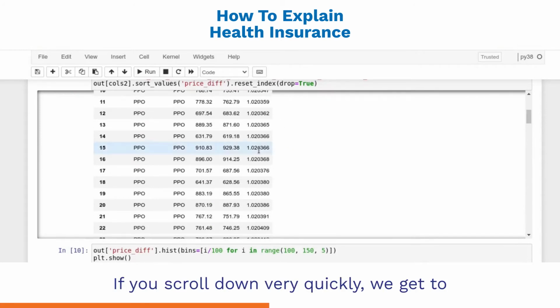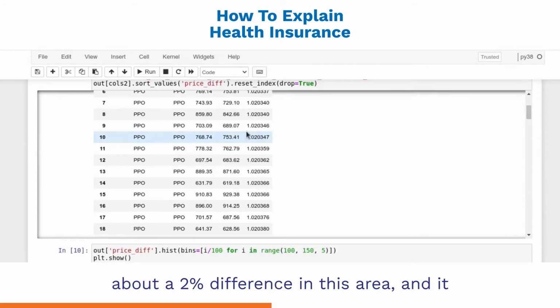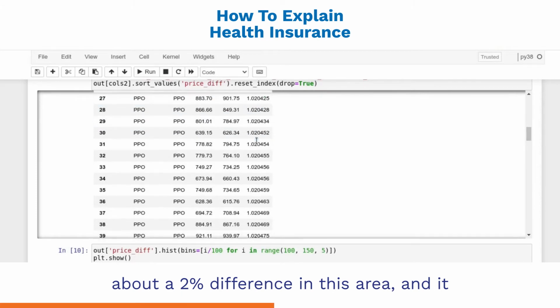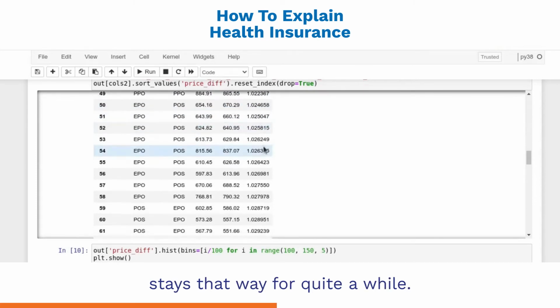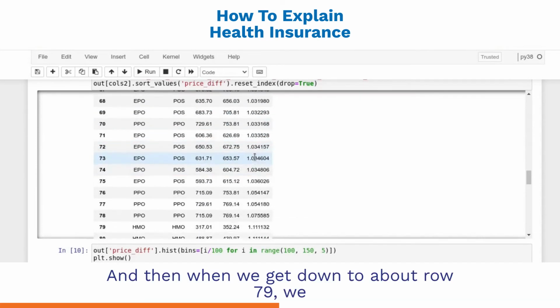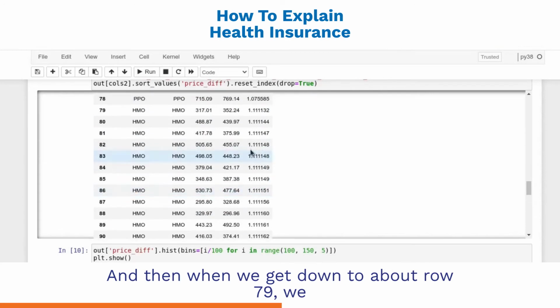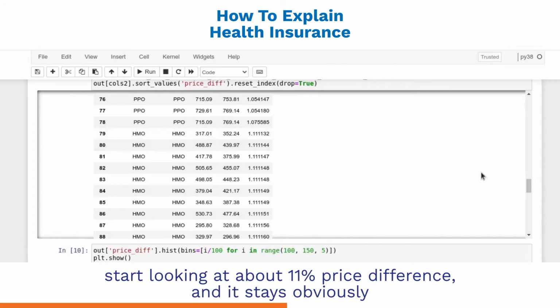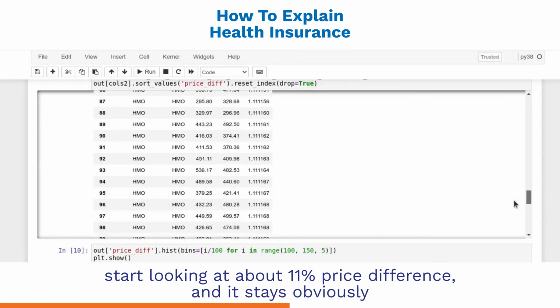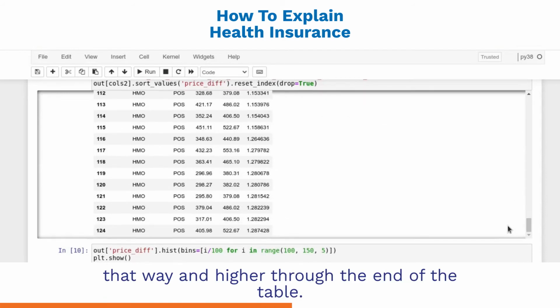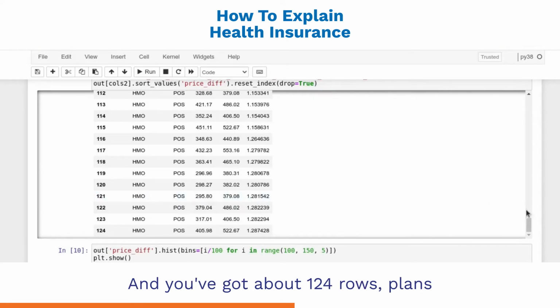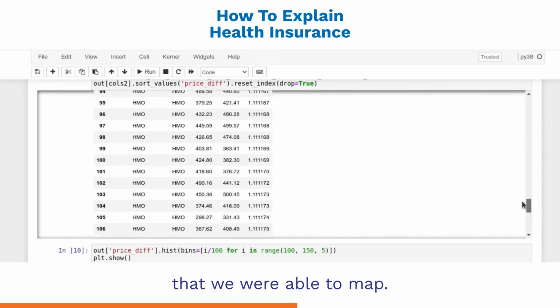As you scroll down very quickly, we get to about a 2% difference in this area, and it stays that way for quite a while. And then when we get down to about row 79, we start looking at about 11% price difference, and it stays that way and higher through the end of the table. You've got about 124 rows of plans that we were able to map.